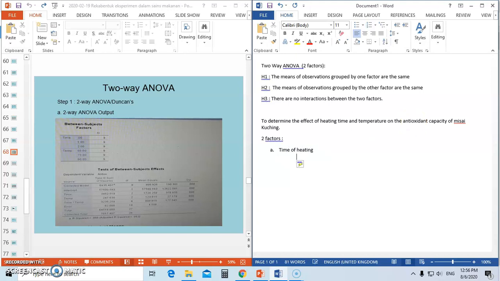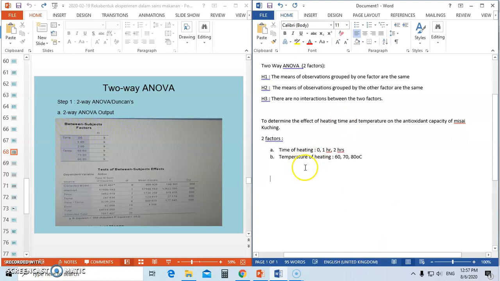Okay, and for time of heating, the levels are 0, 1 hour, and 2 hours. Okay, and then we also have temperature of heating, which is over here. You can see over here. I'm taking this as an example, which is 60, 70, and 80 degrees C, for example.